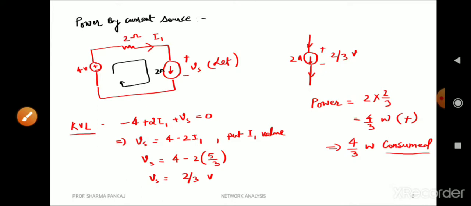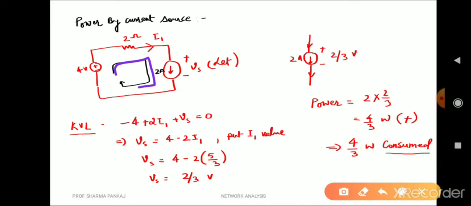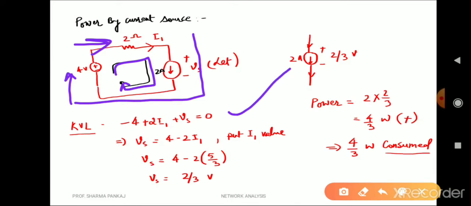Now in the direction of this current flow I1, write the KVL equation. The KVL equation will be minus 4 plus 2 into I1 plus Vs is equal to 0, as per KVL. Solve this: Vs is equal to 4 minus 2 I1. Put in the I1 value we calculated previously, which is 5 by 3 ampere. So Vs will be equal to 4 minus 2 into 5 by 3.